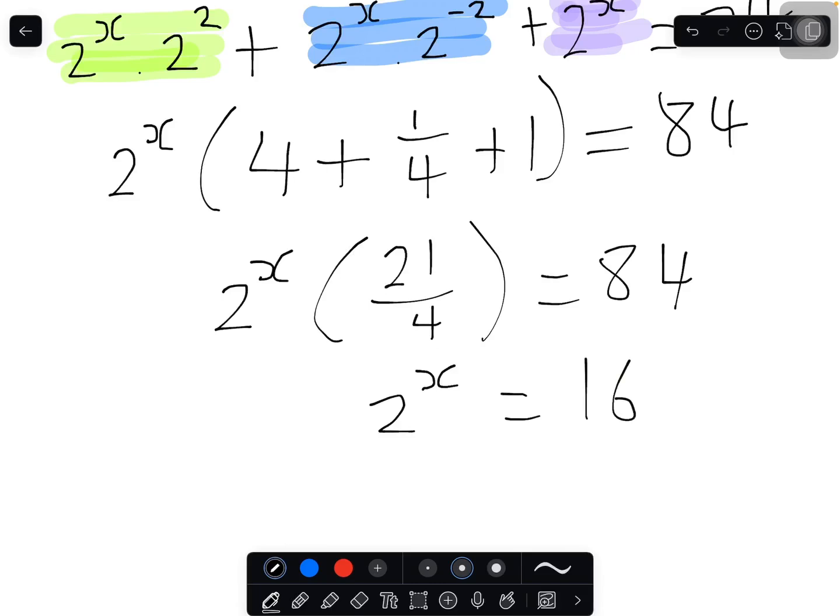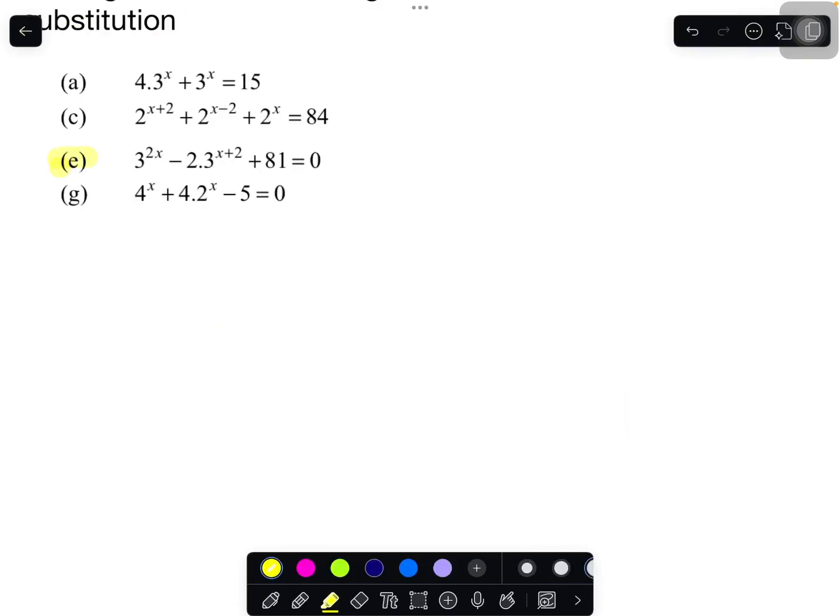Then we can go equals, we'll press shift fact into our calculator. So we'll have 16 shift fact, and we'll get 2 to the power 4. So we have 2 to the x equals 2 to the power 4, and then we have x equals 4. Like bases, we can drop the exponents. Going to look at E.